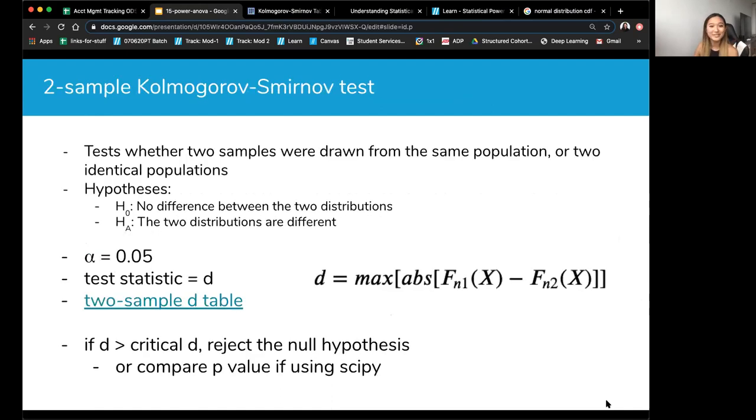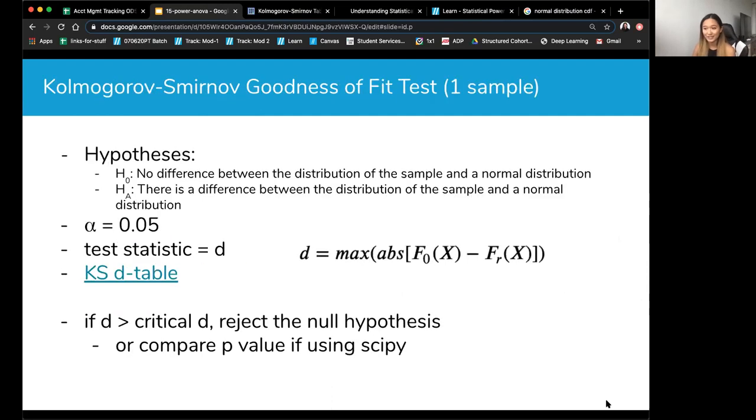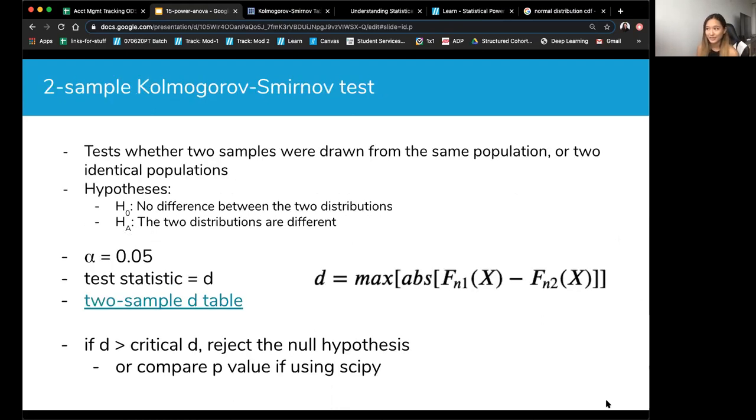All right, so that was a one sample KS test. And the one sample KS test, just to summarize, checks if a sample is similar to a normal distribution. The two sample KS test is a little bit different. It tests whether two samples were drawn from the same population or two identical populations. So that's the difference there. Hypotheses being: null hypothesis, no difference between the two; alternate, the two distributions are different.